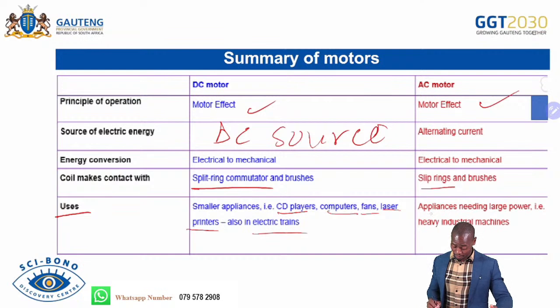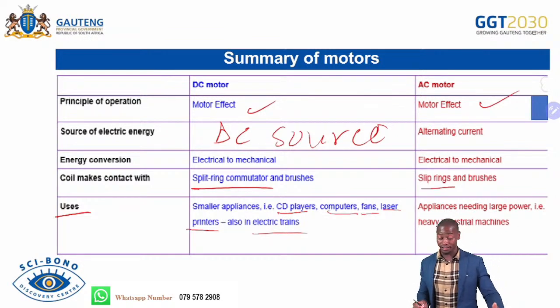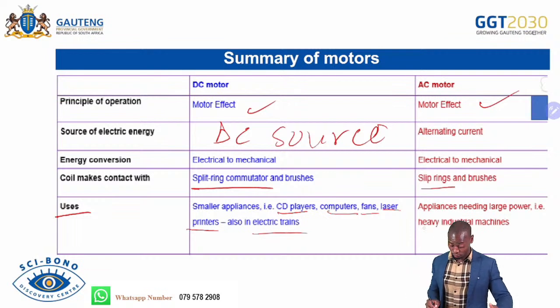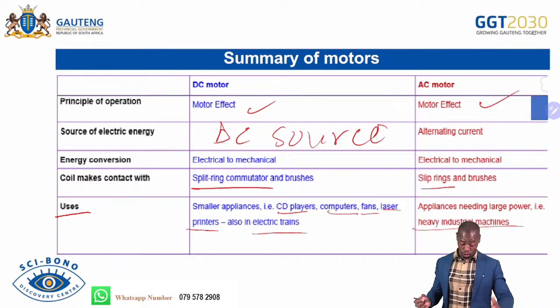AC motor: appliances needing large power, for example, heavy industrial machines. They make use of an AC motor. You also need to know the uses of these two types of motors.